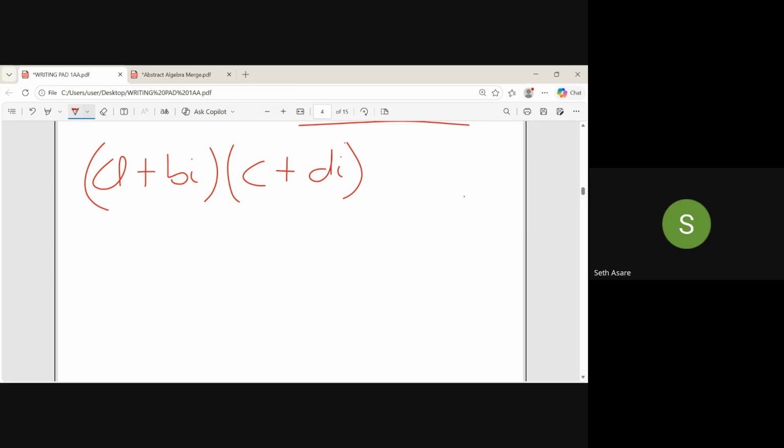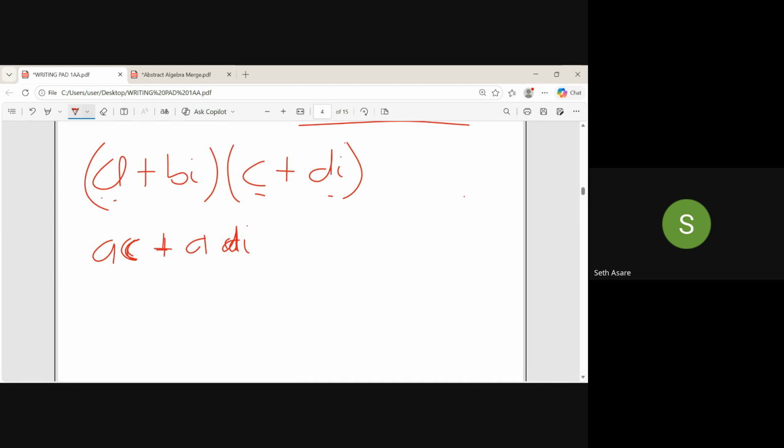Now let's do it. I will use this one to multiply this. That one will give me AC. Then this same A will go and multiply this one. So I have plus ADI.